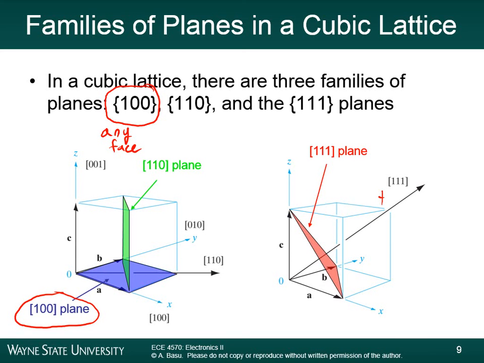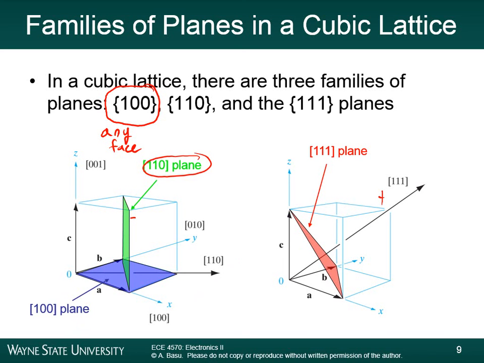Next, there's the 110 family of planes. That's shown in green here. That's this one here. The 110 family of planes is where you cut a diagonal across the middle of the cube, and then you create a plane that way. So that's this green part here.